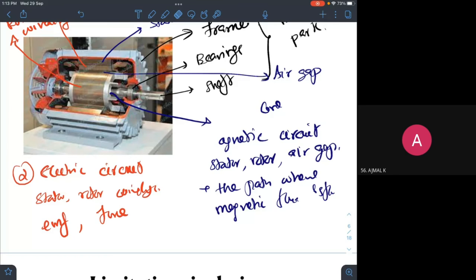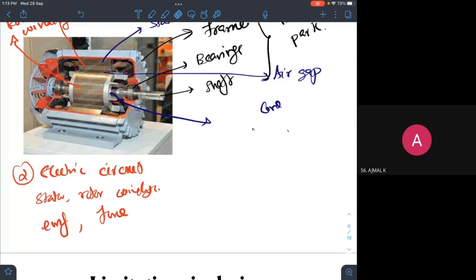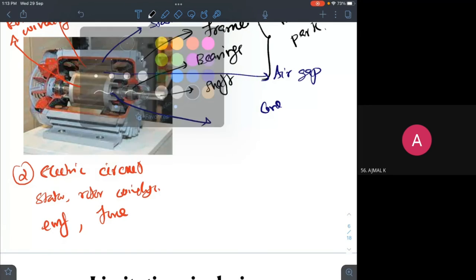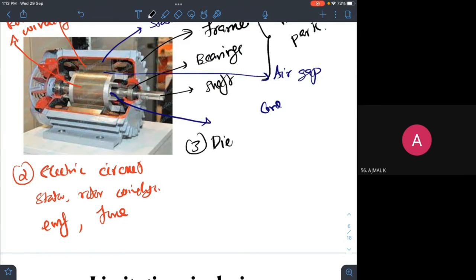Now the third part is the dielectric circuit. That I did not mark because it is quite hard to mark. Dielectric circuit means all of your windings are insulated, and all that insulation constitutes the dielectric circuit. It is for isolating one conductor from another, and also the windings from the core. So basically it consists of insulation.